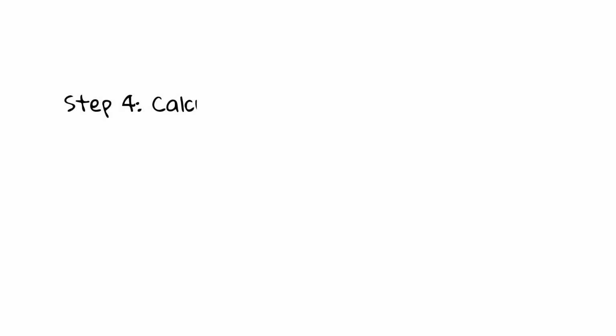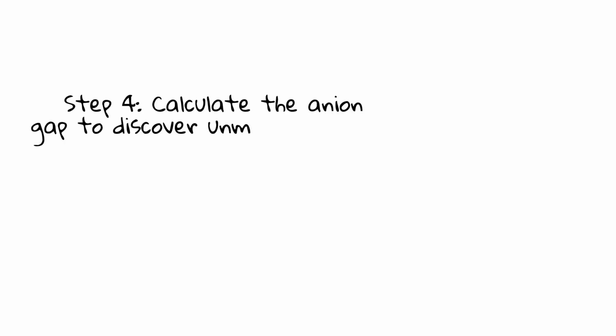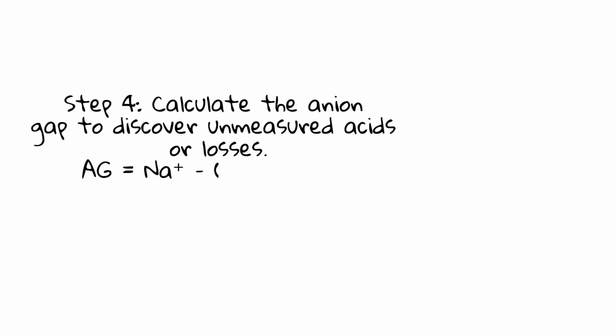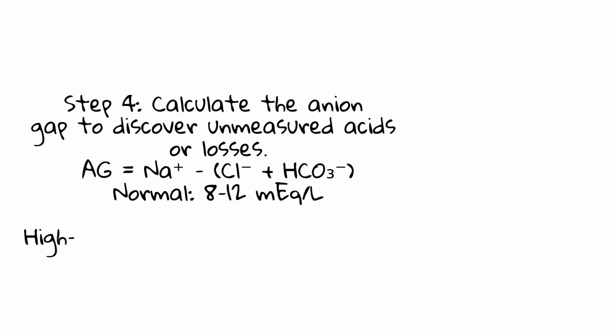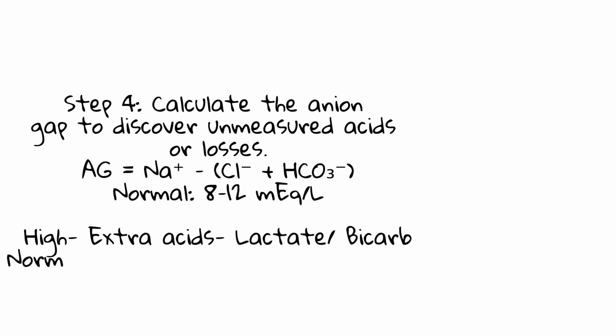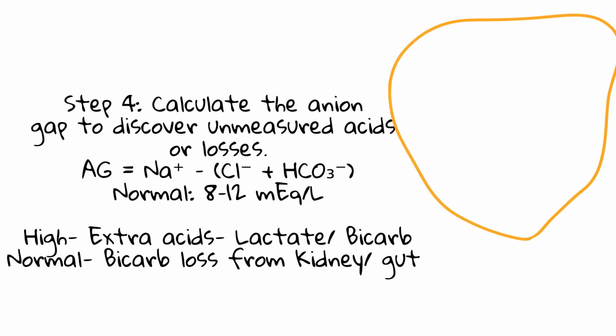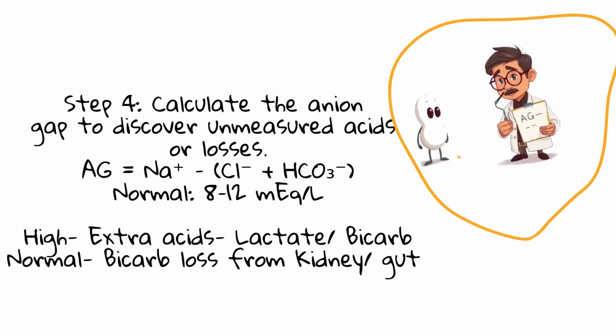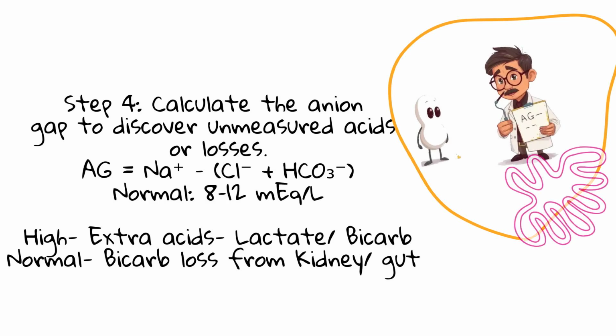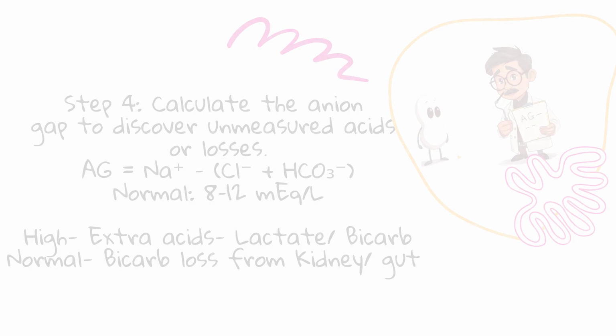That's your quick guide. Step 4 is checking the anion gap, which matters only in metabolic acidosis. It explains why bicarbonate has fallen. A high gap means extra acids are accumulating, like lactate, ketones, or toxins. A normal gap means bicarbonate loss from kidneys or gut, such as diarrhea or renal tubular acidosis. The anion gap identifies the cause and guides proper management.